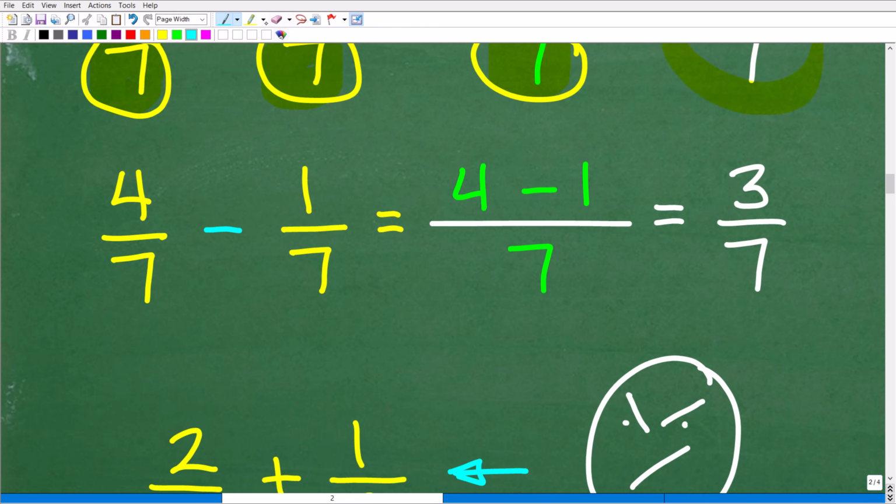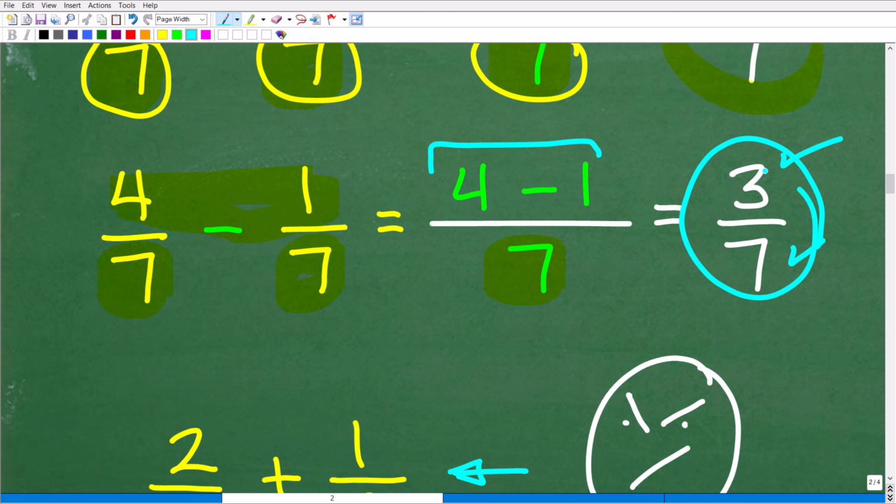Same procedure. All right, so here we got 4/7 minus 1/7. Again, the denominators are the same, so we'll keep that 7. And then here, instead of adding, this is a subtraction problem. This is 4 minus 1. You've got to be mindful of this operation. Do this operation with the numerators. So 4 minus 1 is 3. So this is 3/7. Okay, so hopefully you're like, wow, that's super easy as well.